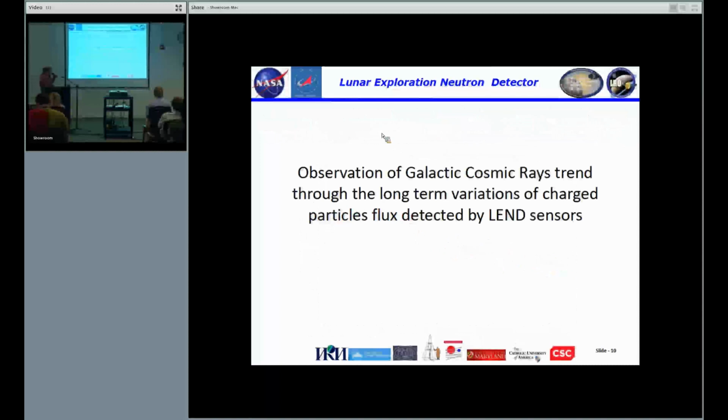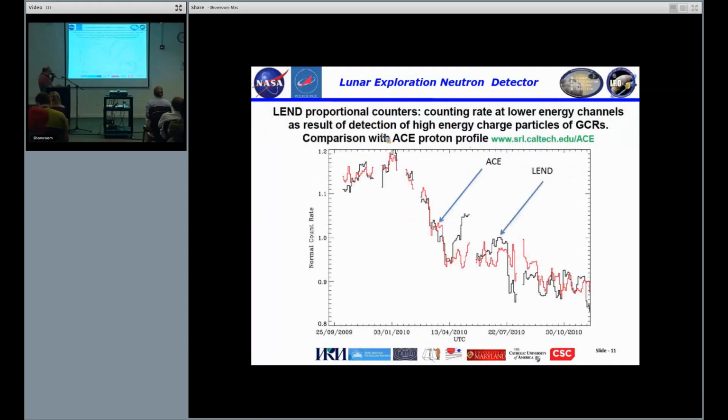Now we look at the charged particles. This is AC, and this is the LAND charged particle detector. When there was low solar activity and no solar events, they definitely behaved similarly, I mean AC and LAND. In this case there is a strong difference, but there was a solar event at the time. I believe that LAND and AC, we don't have, of course, a cross calibration, but they have different sensitivity to the low energy protons.